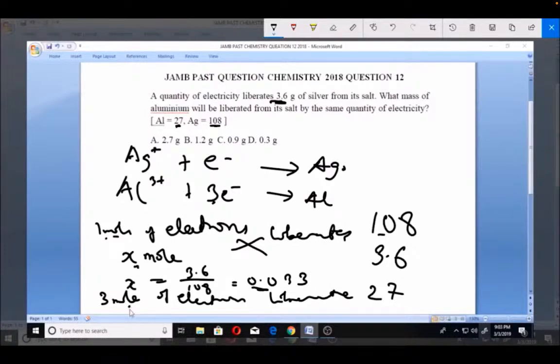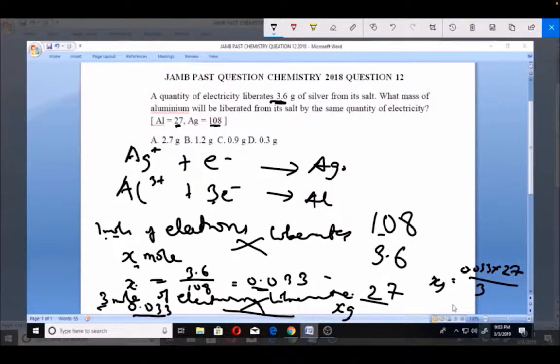So with this quantity of electricity, 0.033, as we have here, we now liberate what gram? X gram of aluminium. So if you make X gram the subject of the formula, you cross multiply, you're going to have X gram equal to 0.033 times 27 all over 3. That's when you cross multiply.